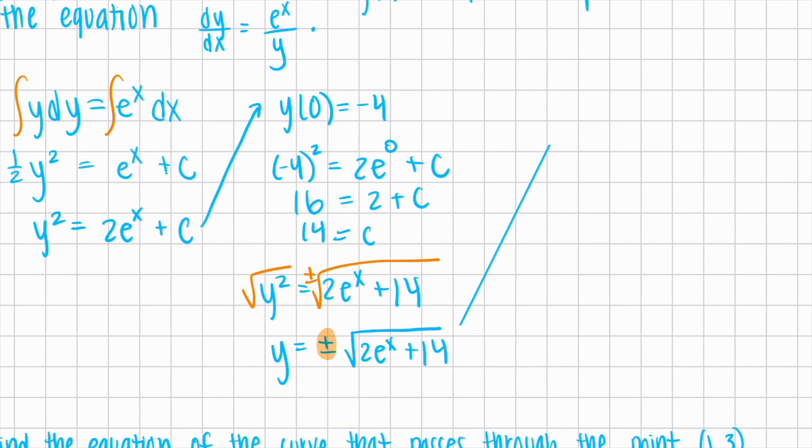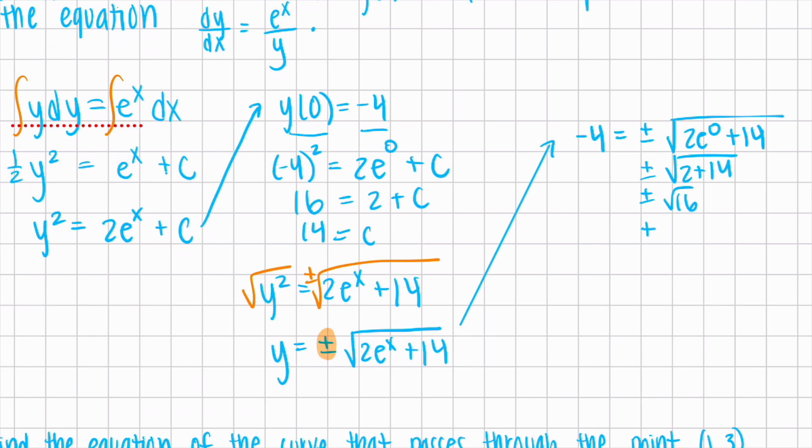I'm going to show my work up here. I want y of 0 to equal negative 4. So I want negative 4 to equal plus or minus the square root of 2e to the 0 plus 14. If I simplify the right side, I get 2 plus 14, which is the square root of 16, so I get plus or minus 4. But if I want both sides to match, I want to choose the negative.